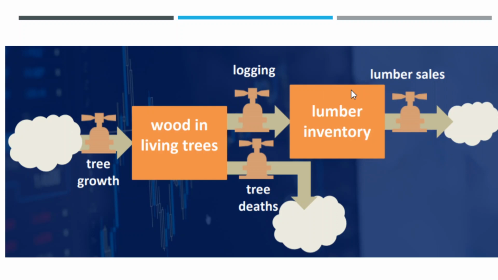Which is the lumber inventory. So, for example, my company or my business supplies lumber. Now, the logging itself is an outflow from the woods, the living trees, an outflow from the forest, but it is an inflow to my stocks. So I have a lumber inventory that I will sell, so lumber sales would be my outflow. Okay? And so on and so forth.